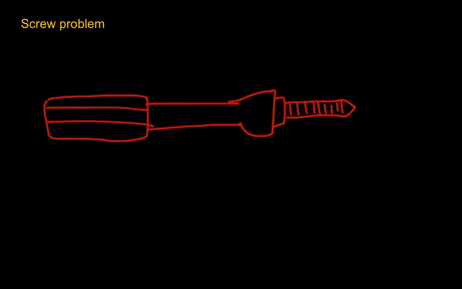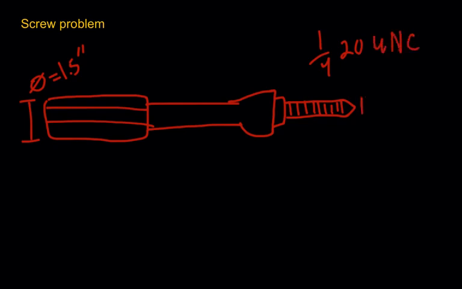There's a screw there, and the diameter of this handle from there to there, diameter is 1.5 inches, and this screw has a thread note of 1/4 20 UNC. And the 1/4 is the diameter of that. We don't really need that. The 20 we do need. 20 means 20 threads per inch, or TPI, threads per inch. And UNC means unified coarse. That's not important to the problem.